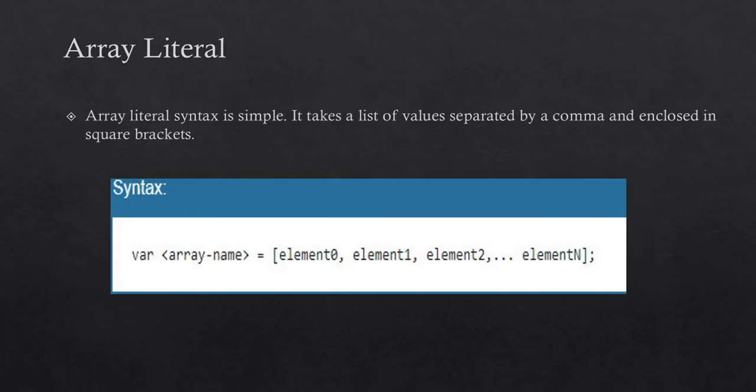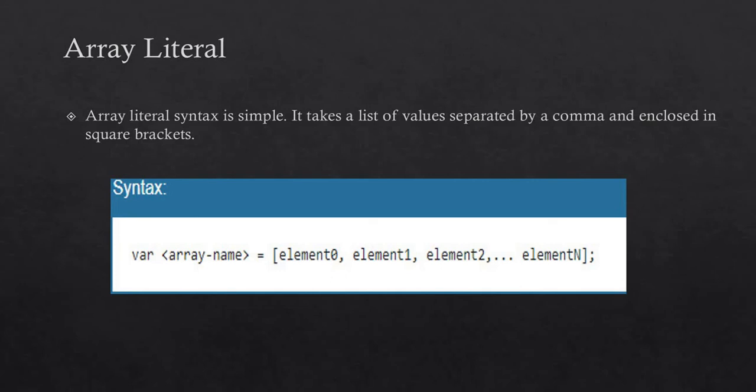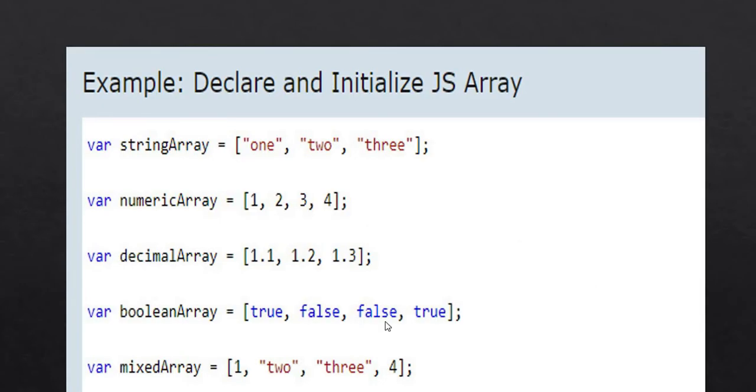In array initialization, we have two ways: array literal and array constructor. Array literal syntax is simple, in which we write the name of the variable, then write the name of the array. It takes a list of values separated by commas and enclosed in square brackets. Let's take an example. I have a string array here. I have put the values inside brackets, 1, 2, 3. Like this, we have numeric, decimal, boolean, and mixed. In the mixed array, we have two kinds of values, numbers and strings.